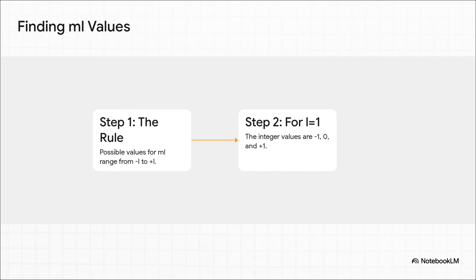Okay, now for the rule to find all the possible rooms, the m sub L values. It's super simple. It's just every integer from negative L to positive L. So since L is 1 for our p orbital, the possible values are just -1, 0, and +1. So, that's it. 3 possible values.